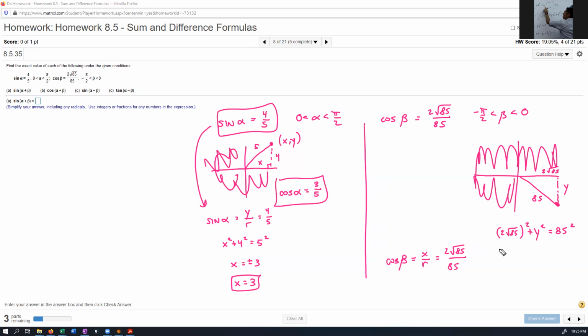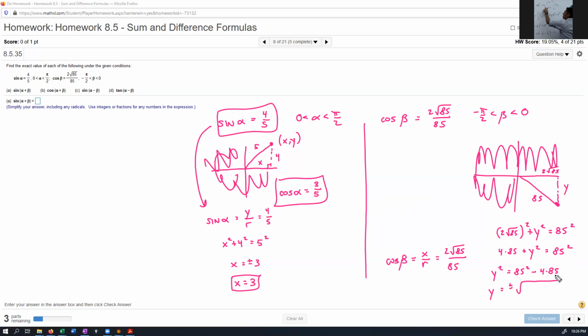So let's go ahead and square this. When I square it, I get 4 times 85, plus y squared equals 85 squared. Now I will subtract on both sides: 85 squared minus 4 times 85. And then now I take the square root. So y equals plus or minus the square root.